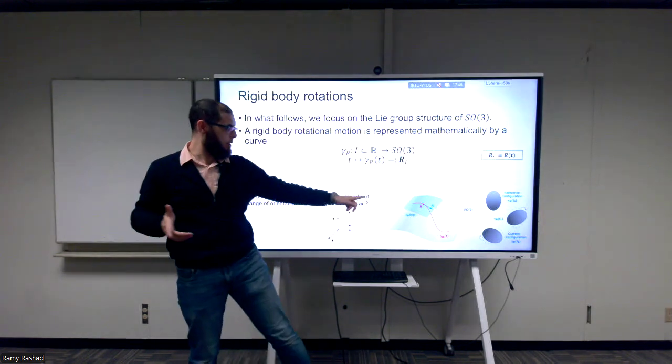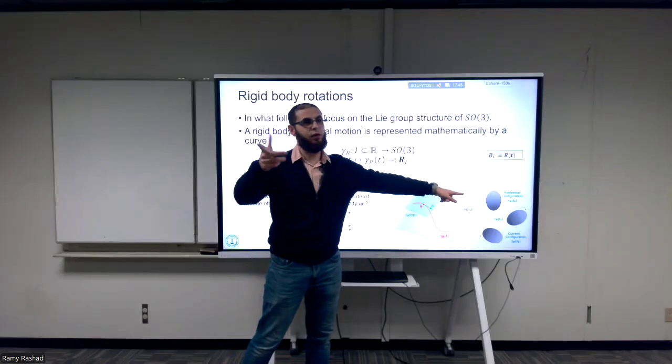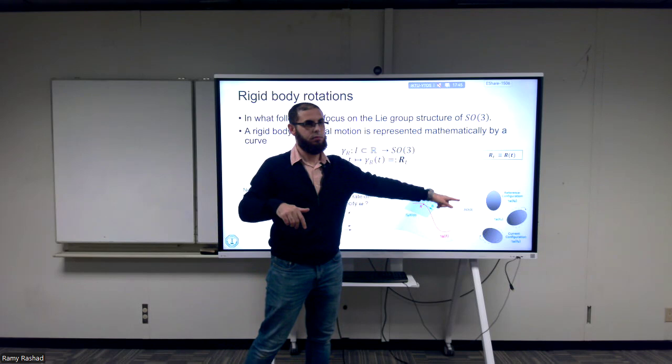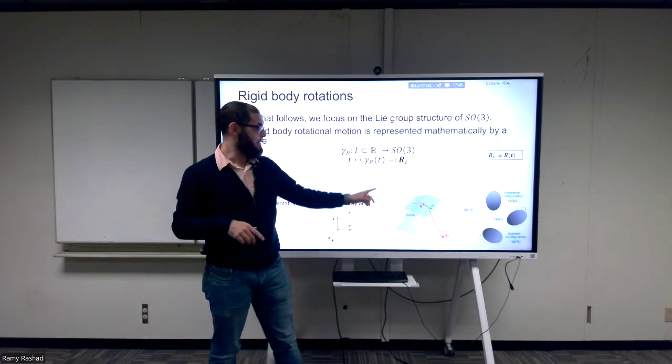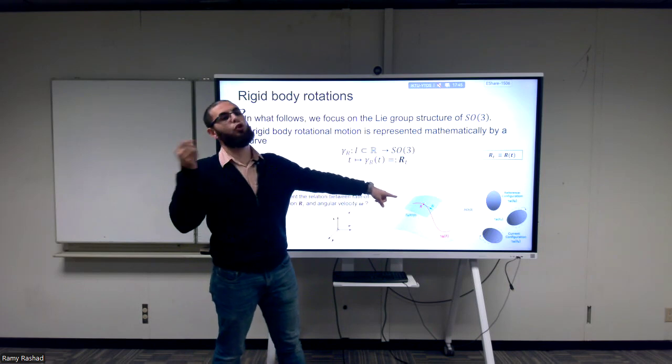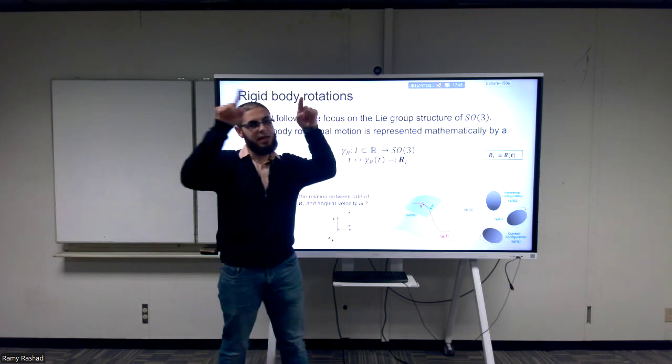At every point in time here, you get different configurations. You get different orientations within this set SO3 or this group SO3. This group SO3 is the group of rotations. Right? So every point here corresponds to a 3x3 matrix.